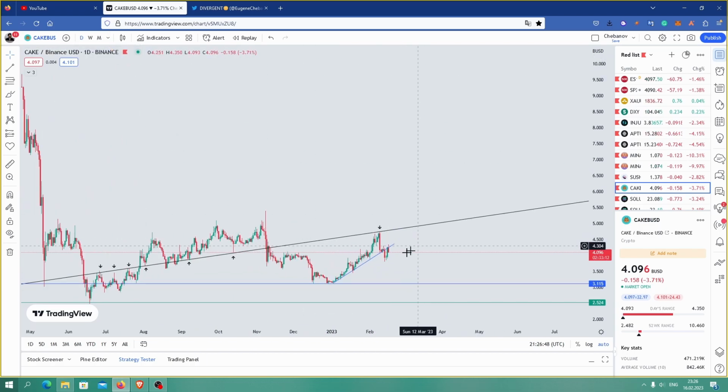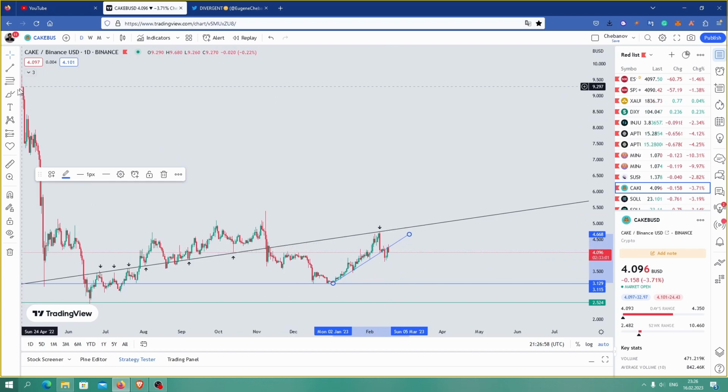And look at it. We broke this trend line as support, and what happened next? We are recovering, and we try to break it and get rejected, and we are closing. Then of course we can go lower.